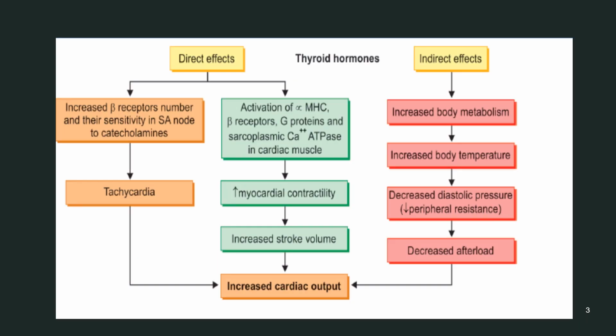Thyroid hormone has very important effects on the cardiovascular system. One important effect is that it will increase the heart rate, or cause tachycardia. Another important thing is that it will also increase the contractility of the heart. The effect of thyroid hormone on the cardiovascular system happens in two ways. One effect is a direct effect. Another effect is the indirect effect.